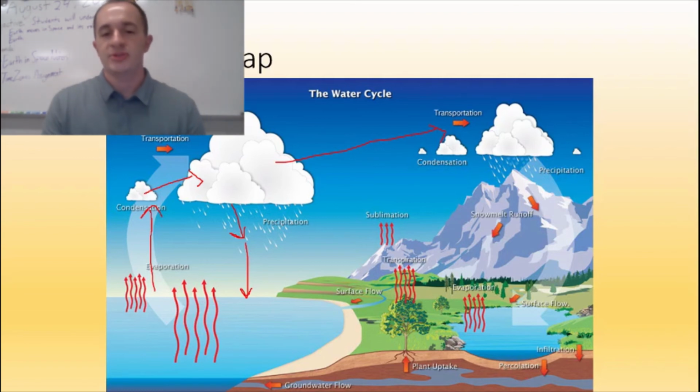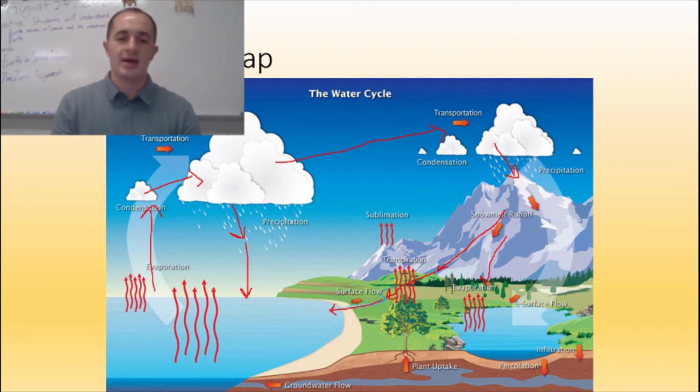So as it moves, if it moves over a mountain, it will fall in the form of snow, and that snow will stay on the mountain for a while, but eventually, if it gets warm enough, it will melt, and that is snowmelt runoff. So that snowmelt runoff can either go towards a stream, or it can just go onto the soil. So if it goes to a stream, we have what is called surface flow.